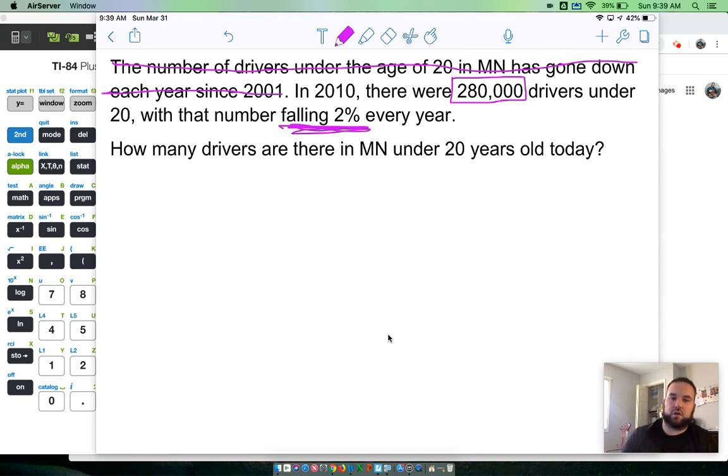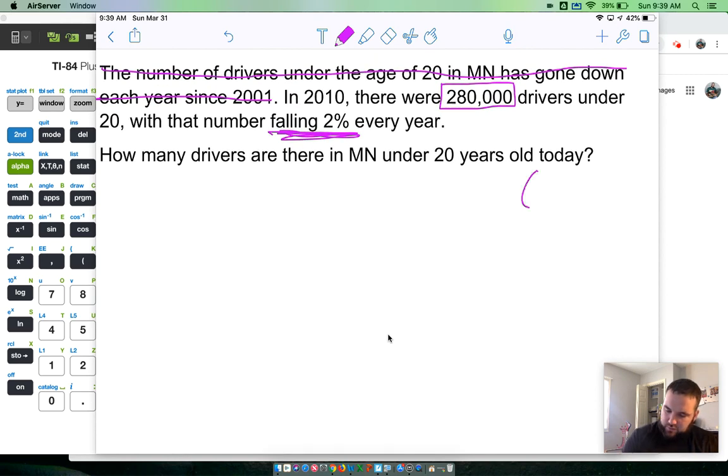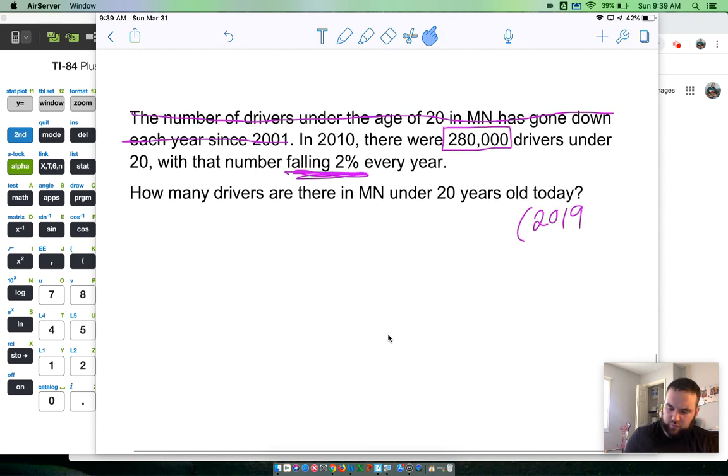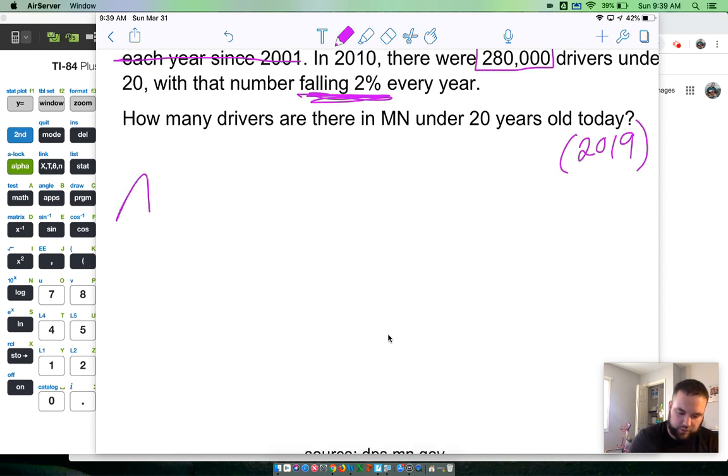How many drivers are there in Minnesota under 20 years old today? So today, again, is the year 2019. So if we identify some of these things, I don't know the future value. That's what I'm trying to find. So you can use this A of T. You're not always going to see A of T for the future value. You can see F or whatever.